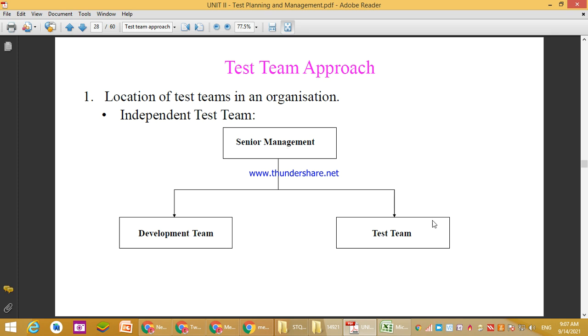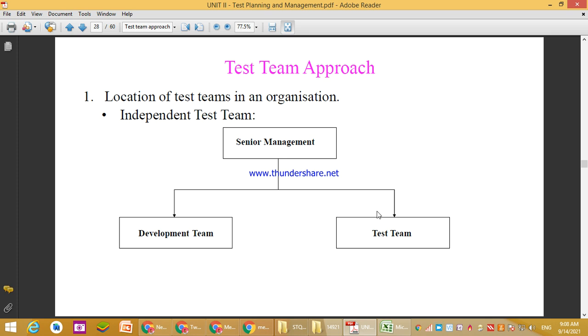Over here in this diagram you can see that the senior management looks towards both the teams at an equal position. The development team has to develop that project and the test team has to test that project. Through this diagram we can see the actual location of a test team in an organization. The test team is independent. Test team is independent means the development team has their independent core or independent members and the test team has their independent core and independent members.